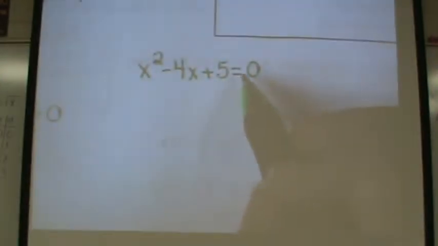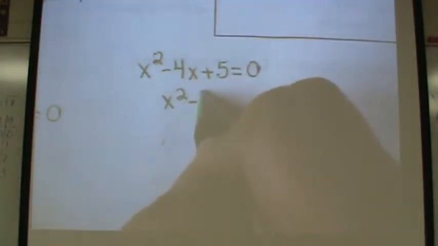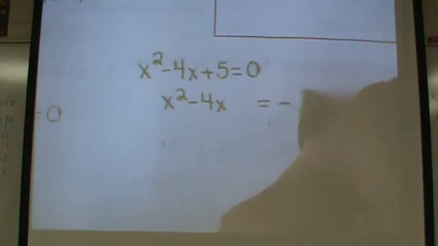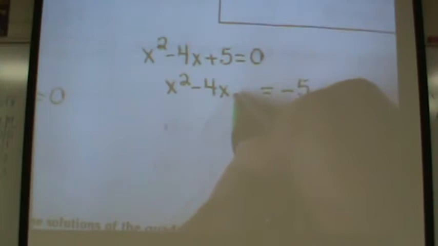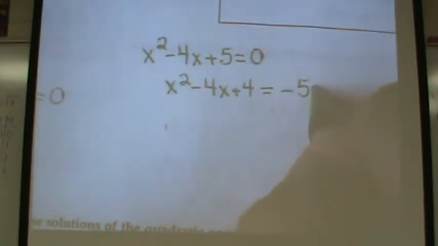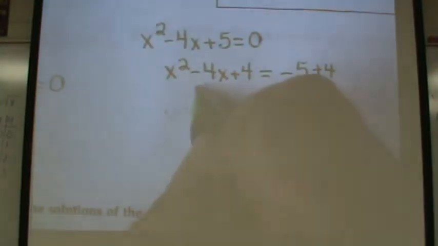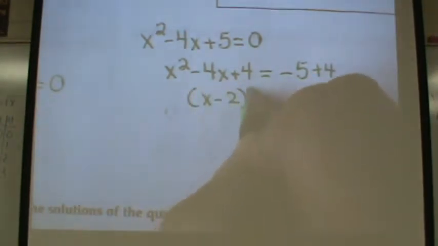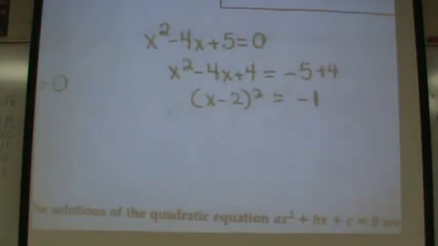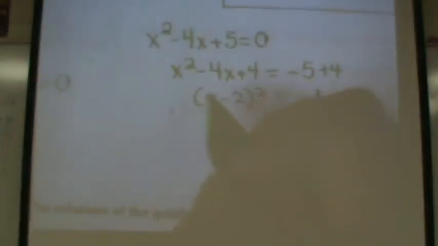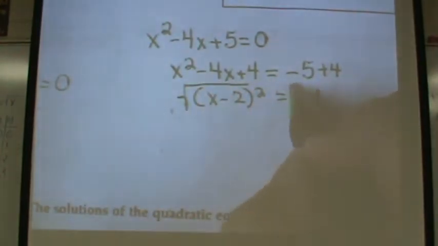Now, I think, Matt, this is what you were talking about. You're gonna bring 5 to the other side. It becomes a negative 5. Okay? Yeah, you take half of this and you square it. What do you get? You're gonna add 4 to both sides. So you get x minus 2 squared equals negative 1. Now you take the square root of both sides. Now what are you gonna say?